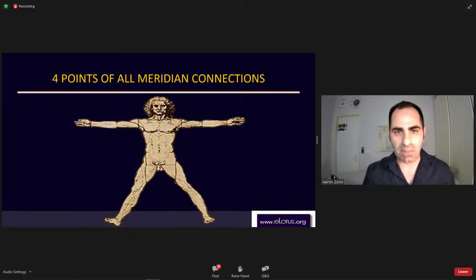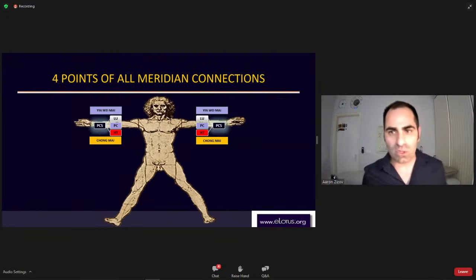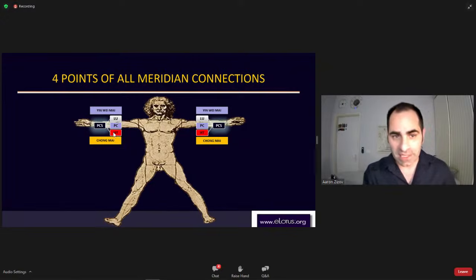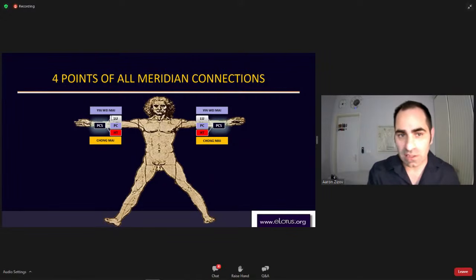Then I will talk a bit about the 4 points of all meridian connections. Many times when I don't know what to do and I have too many meridians involved, I can use 4 different specific points. I can use some of them or all of them together in order to connect. So Pericardium 5, for example, is the junction of the lung, pericardium, and heart meridians, but also has a connection to Yin Wei Mai and Chong Mai meridians.